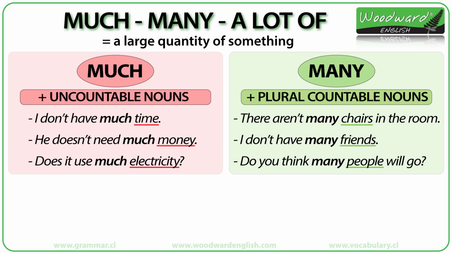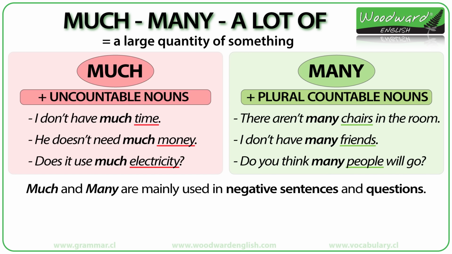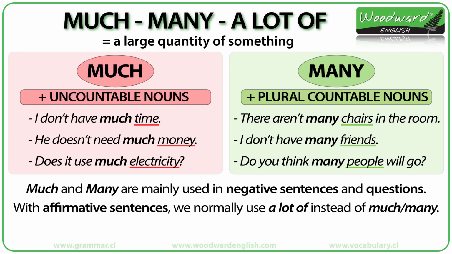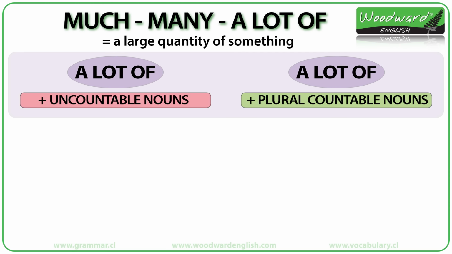You may have noticed that the examples are negative sentences or questions. That is because much and many are mainly used in negative sentences and questions. So, what do we use for positive or affirmative sentences? With affirmative sentences, we normally use a lot of instead of much or many. We use a lot of with both uncountable nouns and plural countable nouns.